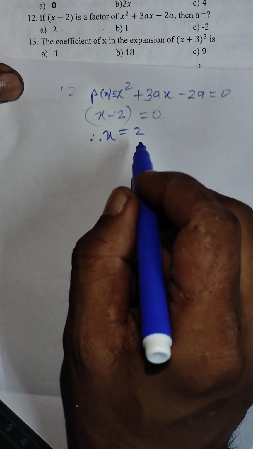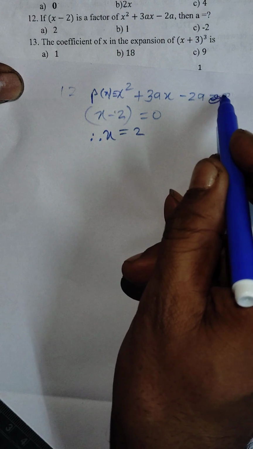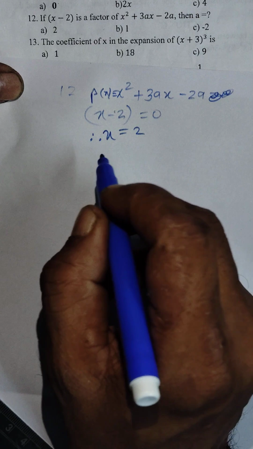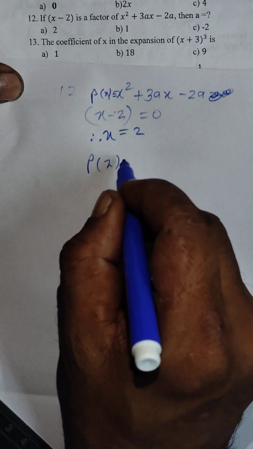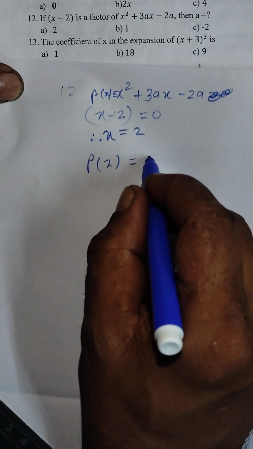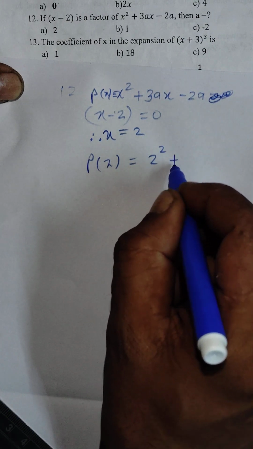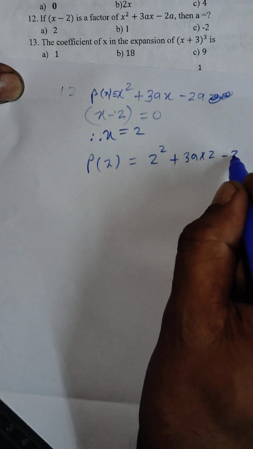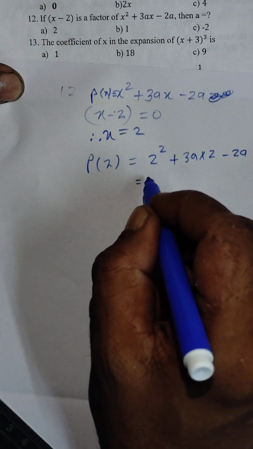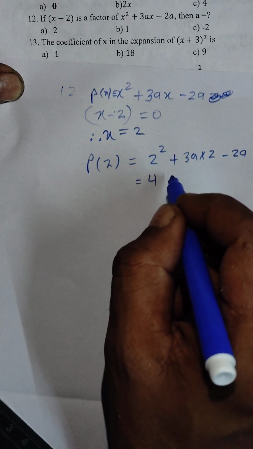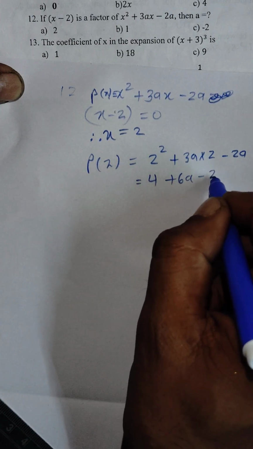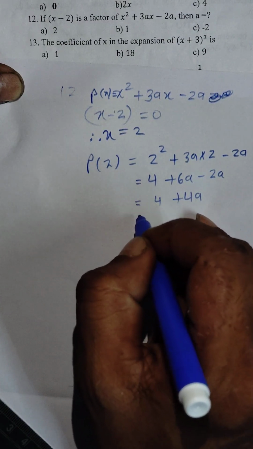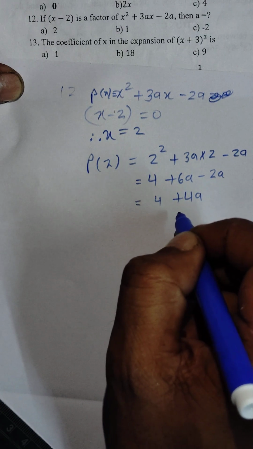So what we do, there is no equal to 0, only 2a is there, so we plug in the value of x with 2. So p of 2 will be obtained. There is x square, so it becomes 2 square now. There is 3ax, so it becomes 3a times 2 because x is 2, minus 2a. So 2 square is 2 into 2, that is 4. 3a into 2 gives us 6a minus 2a. 6a minus 2a gives us 4a plus 4. So p of 2 is 4 plus 4a.